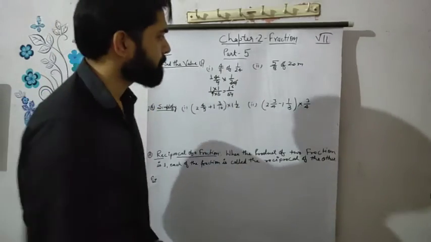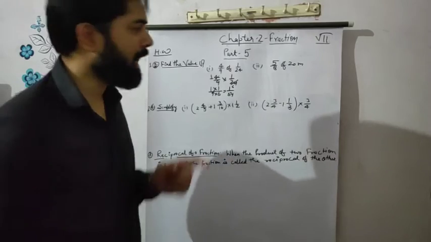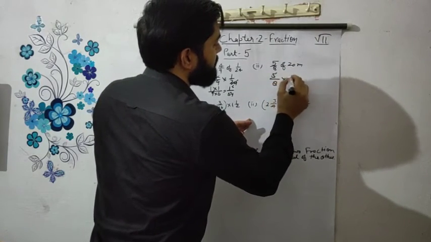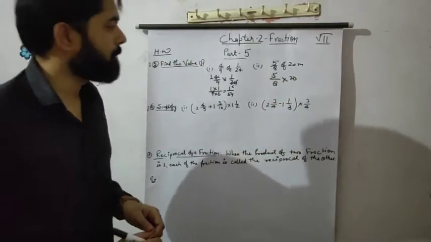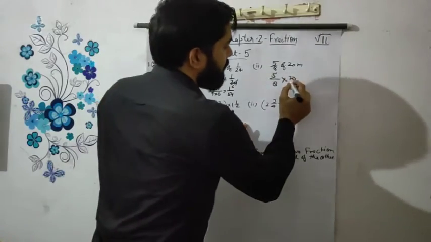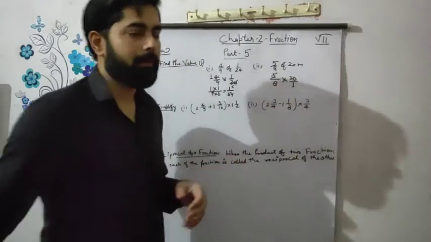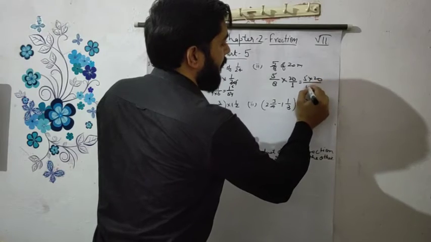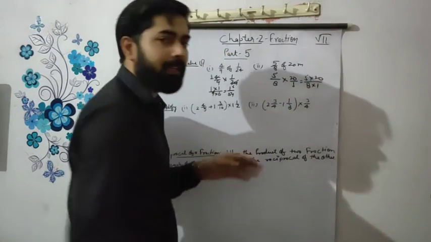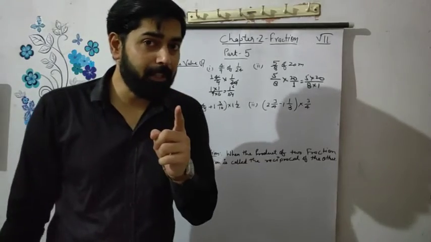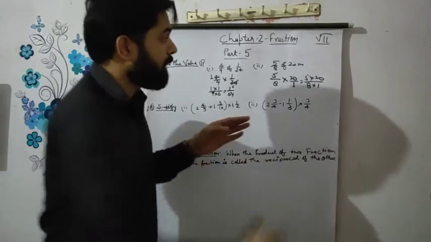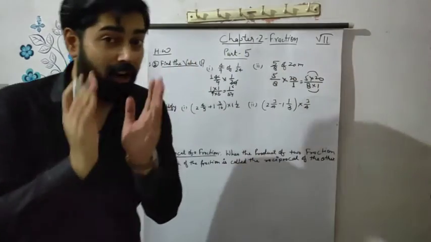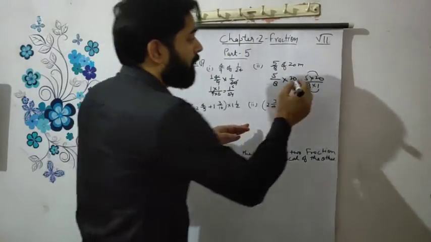Then the second one is 5 upon 8 of 20 meters. So 5 upon 8 of means multiply by 20, and you can also write 20 as 20 upon 1. Then 5 multiplied by 20 and upon 8 multiplied by 1. Listen to one thing carefully: we cannot divide numerator to numerator and denominator to denominator. This is wrong. So listen carefully, we cannot divide like this.